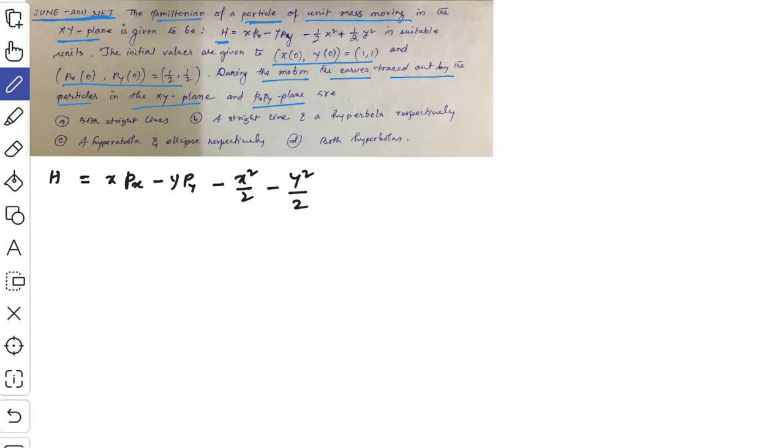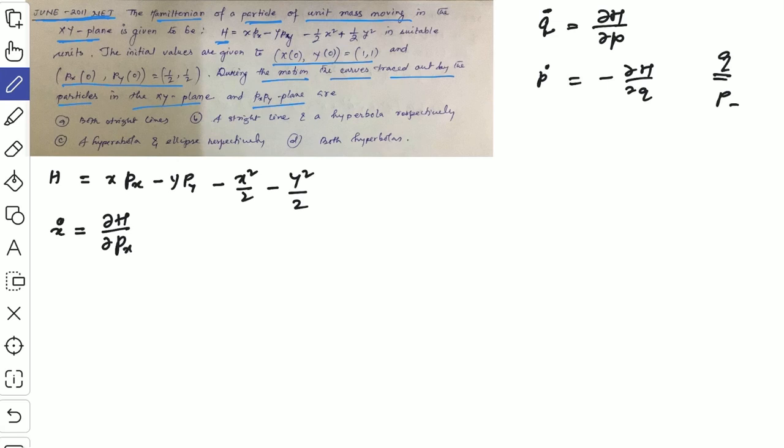Here we are going to use the Hamiltonian equations of motion. We know that q dot is equal to del H by del p, and p dot is given by minus del H by del q. Here q represents position and p represents momentum, and positions are in terms of x and y. So first we find x dot by the Hamiltonian equation of motion, which is del H by del px, and y dot will be del H by del py.